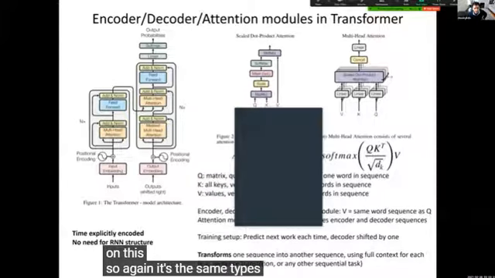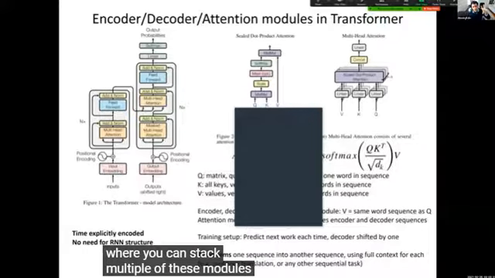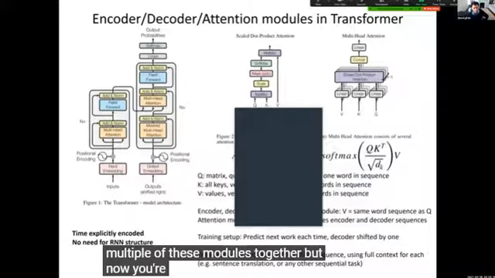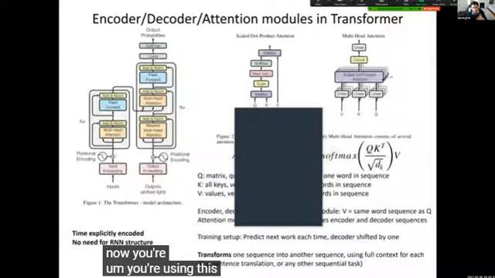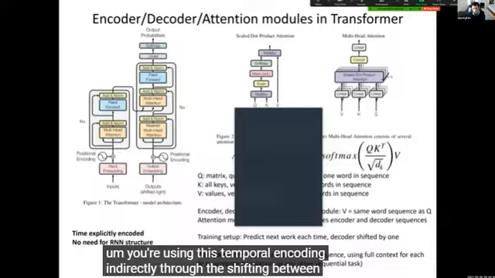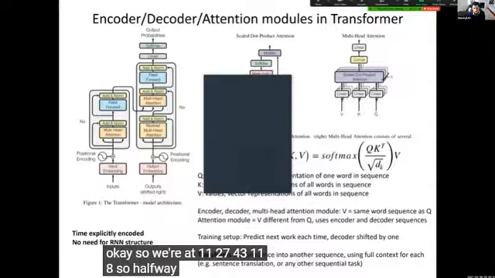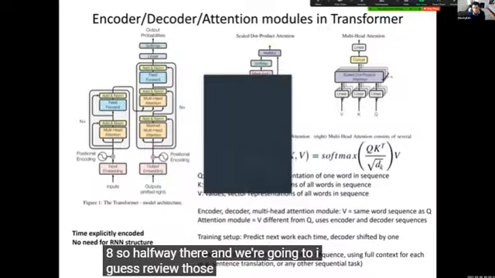So again, it's the same types of architectures that we've seen before, where you can stack multiple of these modules together, but now you're using this temporal encoding indirectly through the shifting between the two. Okay, so we're at 11, 27, 43, 11, 8, so halfway there, and I guess we're going to review those in recitation.